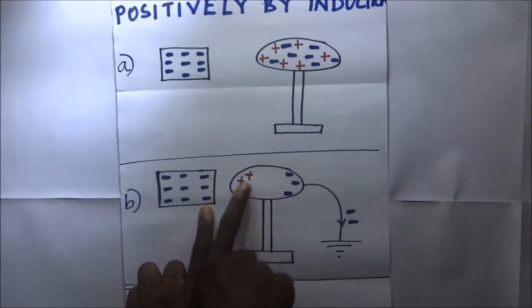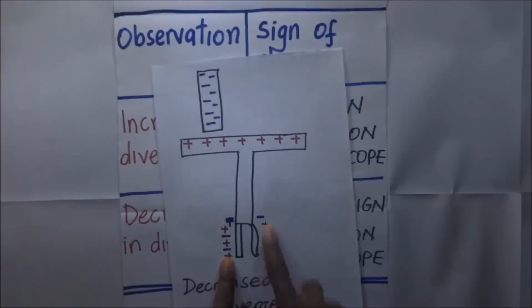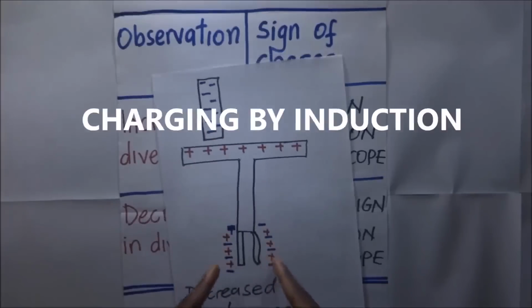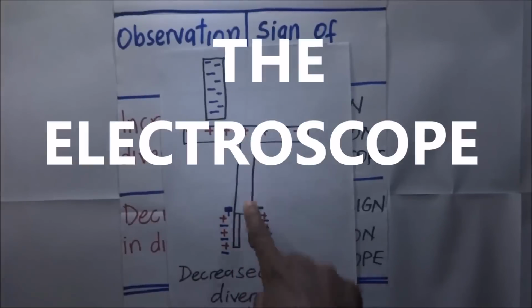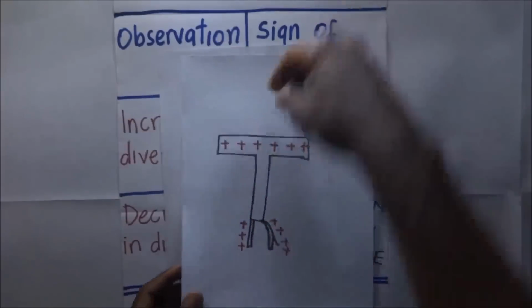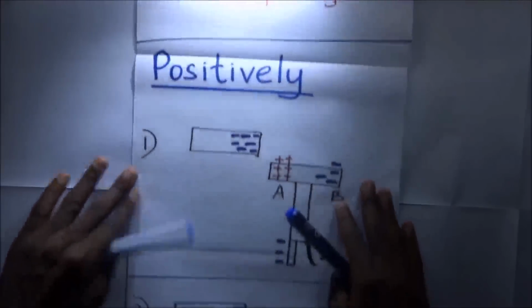In this full lecture, expect to see the following. I'll talk about charging by induction, then I'll go on and talk about the electrophorus, a device that is used to detect charge. Then I'll talk about the electroscope and how we use that electroscope to detect presence of charge. I'll also go ahead and discuss how we detect the magnitude of charge using a gold leaf electroscope.